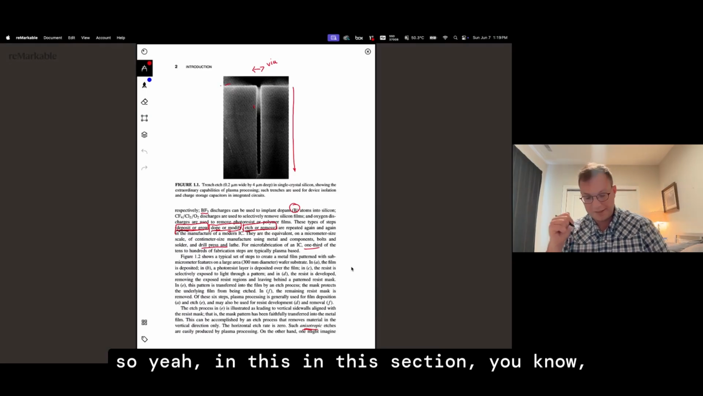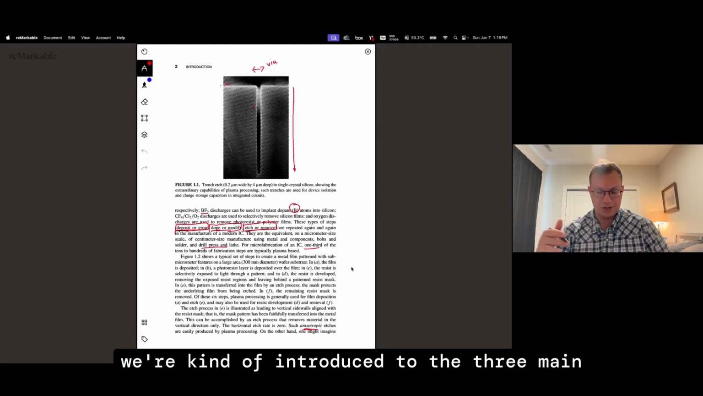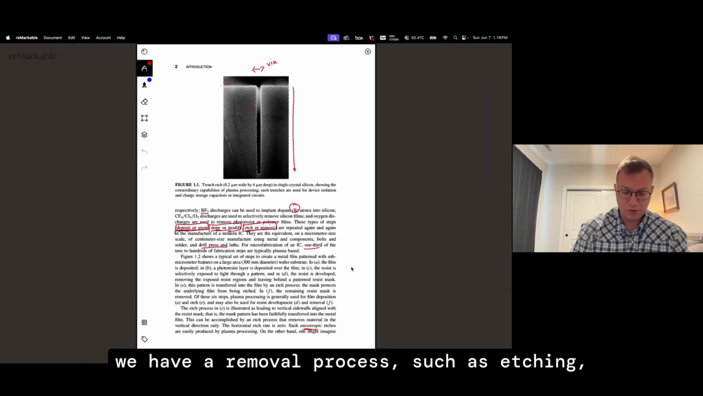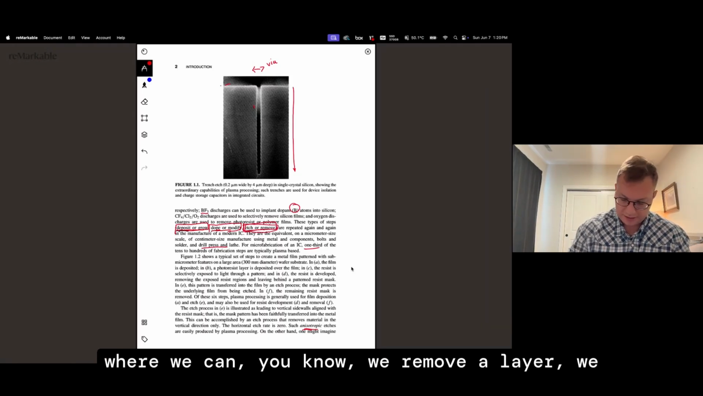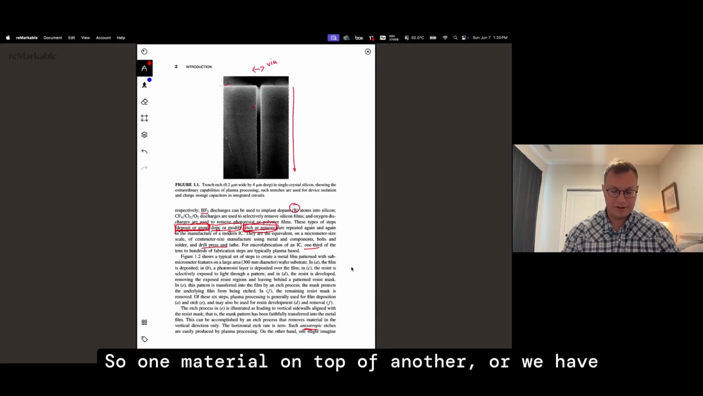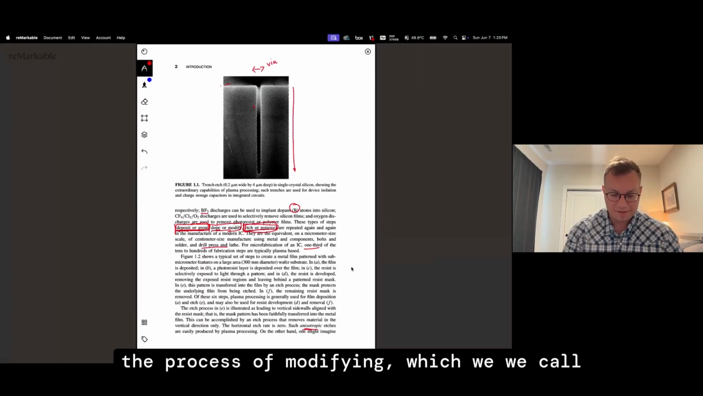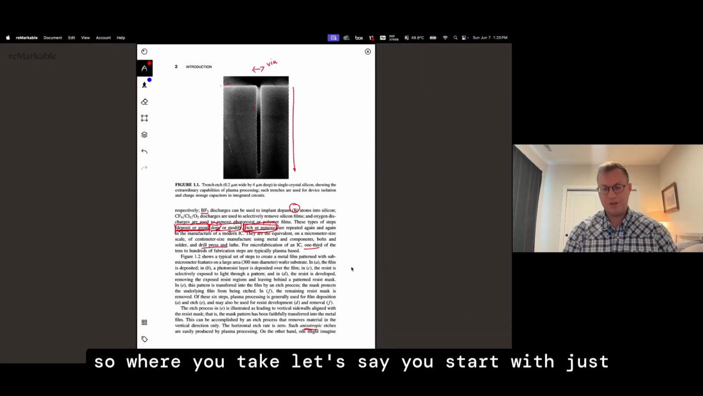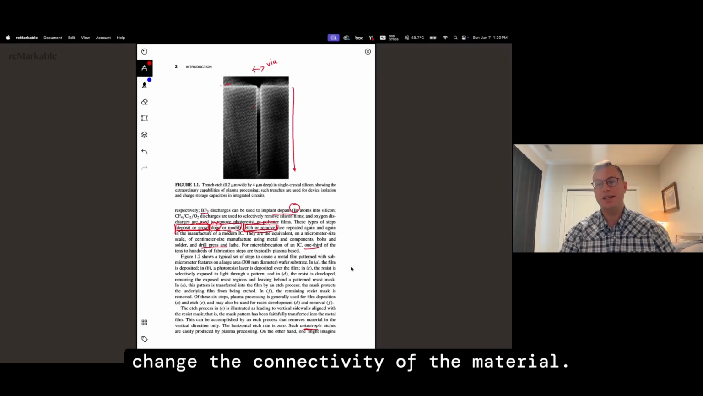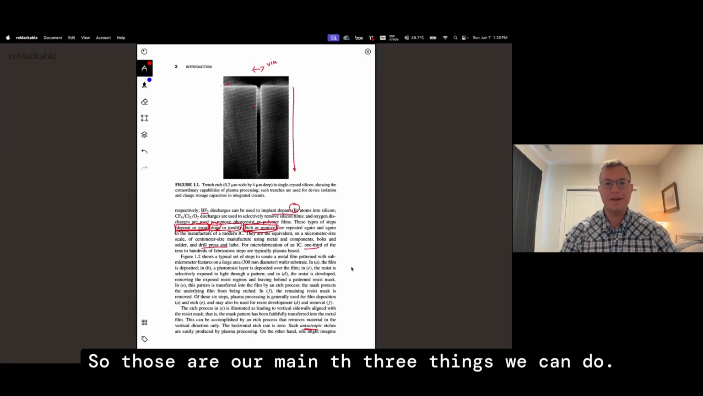So in this section, we're introduced to the three main categories of what we're doing with the plasmas. We have a removal process, such as etching, where we remove a layer. We have an additive process where we can grow a layer, so one material on top of another. Or we have the process of modifying, which we call doping. Let's say you start with just silicon and you want to implant boron into it to change the conductivity of the material. Those are our main three things we can do.